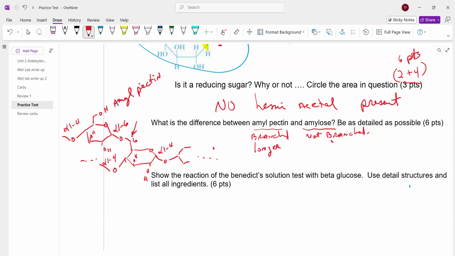Okay, show the reaction of Benedict solution tests with beta glucose. Sorry, can I go back to the amylopectin and amylose? Is the difference then, or at least the answer that you were looking for and what you gave, more structural rather than functional? Like why the different structures, or what the different structures cause or do? Well, structurally they're very different. In some ways they're very much the same, but the thing that distinguishes between amylopectin and amylose is the branching.